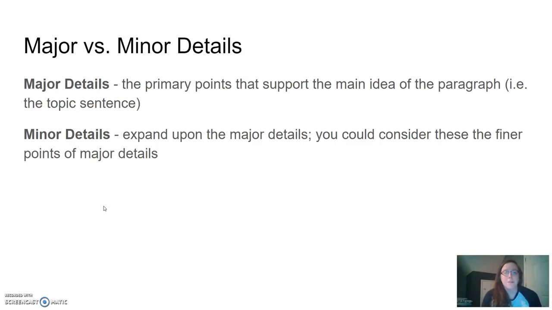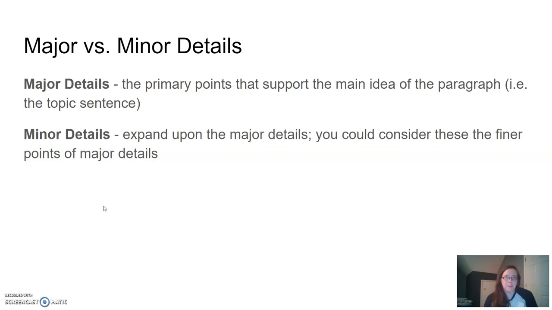As you're thinking about supporting details, I want you to be thinking about major versus minor details. Major details are the primary points that are going to help you support your topic sentence. Of course, you can think of it like this: you have an entire essay and that has a thesis statement, and each one of those body paragraphs is supporting that thesis statement. Those would be like major details for your thesis. And all of those topic sentences have details below them, and those would be like minor details for your thesis statement.